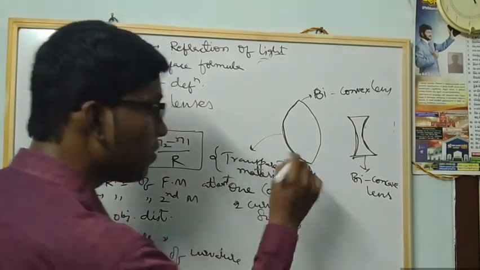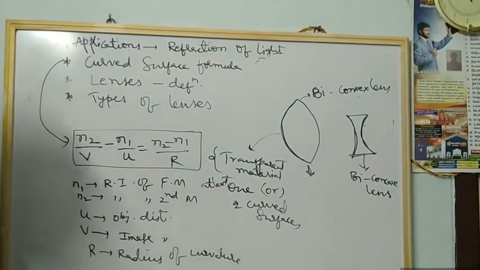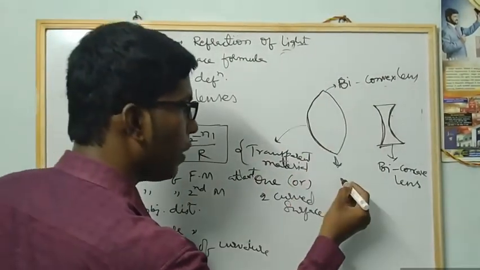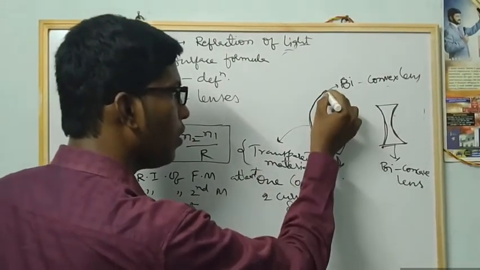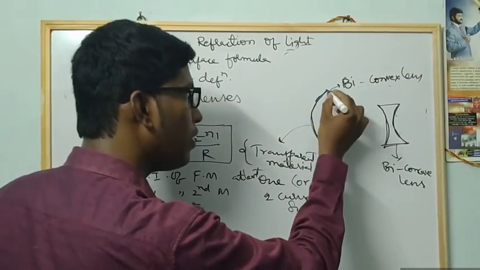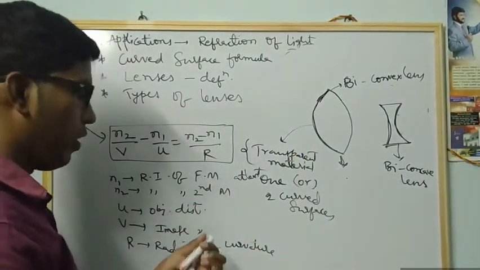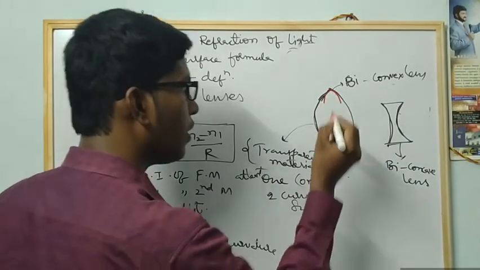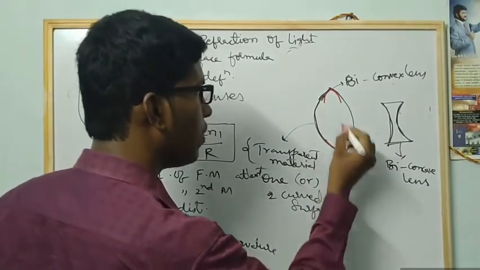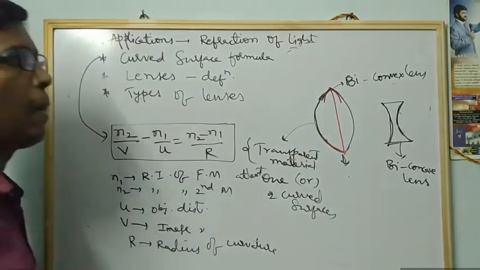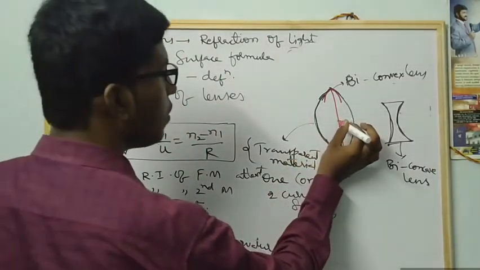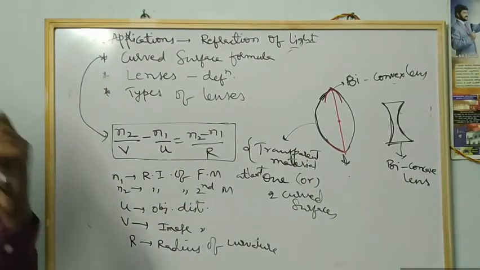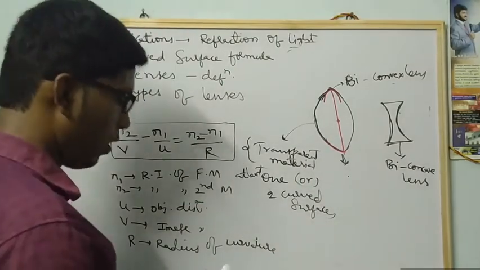Graphical representation in the exam: how will you represent this biconvex lens? See, listen here, observe here. This is one structure like this and this is another like this. Here this is the down part. Suppose I join these two, this is the midpoint. This point is called the optic center. It's called the optic center. Okay, fine.